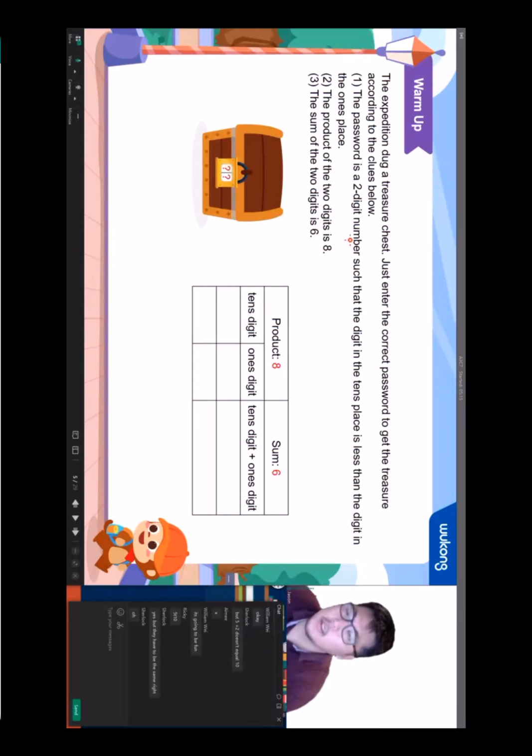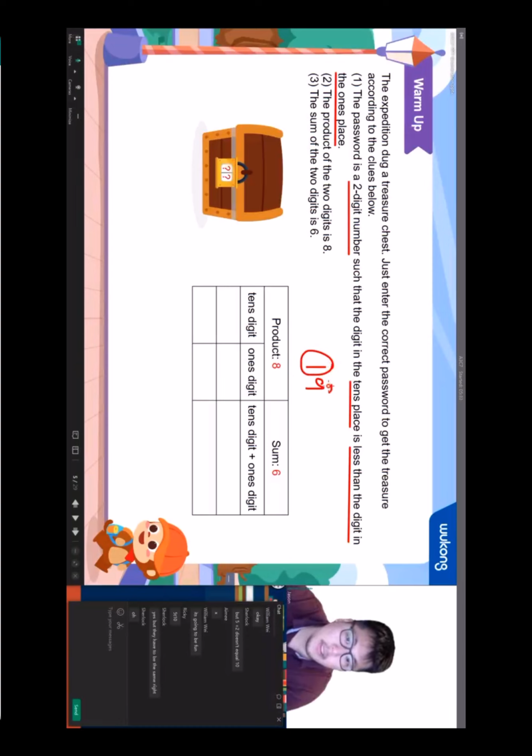Now, the expedition dug a treasure chest. Just enter the correct password to get the treasure according to the clues below. The password, guys, is a 2-digit number, so it needs to be something like 10, 11, 20, 99, okay, 2-digit number, such that the digit in the tens place is less than the digit in the ones place. So you can't have 19 because tens place is smaller than the ones place.